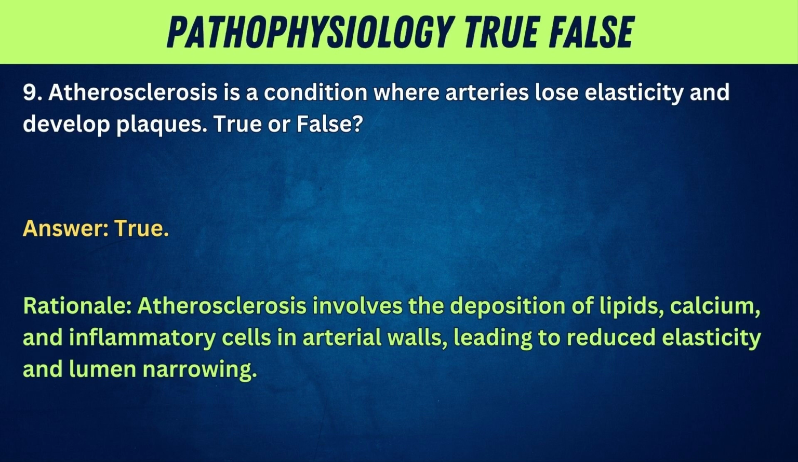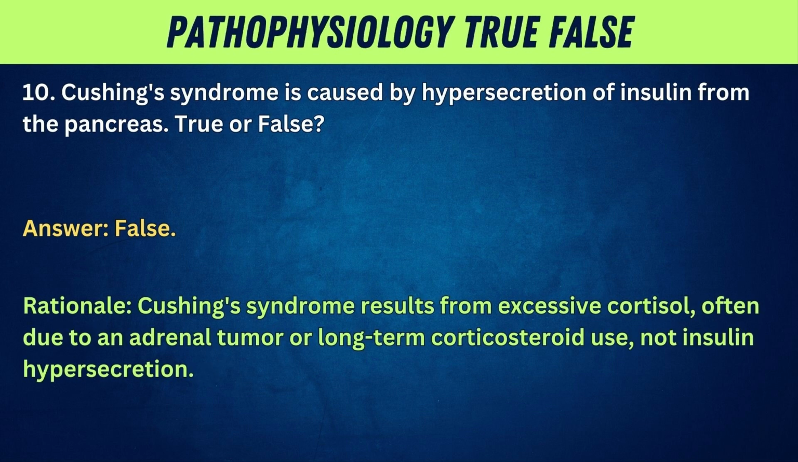9. Atherosclerosis is a condition where arteries lose elasticity and develop plaques. True or false? Answer: true. Rationale: atherosclerosis involves the deposition of lipids, calcium, and inflammatory cells in arterial walls, leading to reduced elasticity and lumen narrowing.